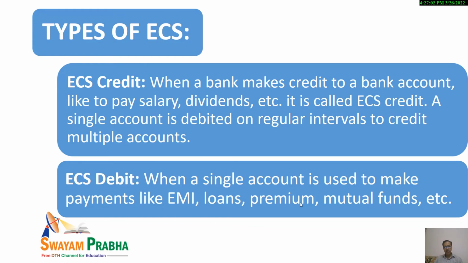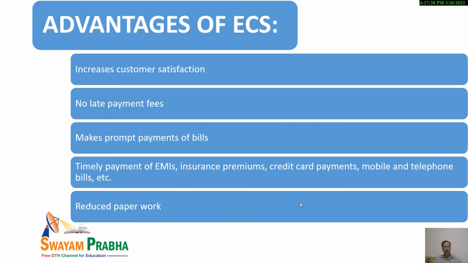As far as location is concerned, based upon the geographical location of the branches, ECS schemes may be classified into three major categories. So it may be local ECS, it may be regional ECS, and it may also be national ECS. It is basically the centralized version of ECS, and it is operated in Mumbai. So it should be kept in mind, dear students.